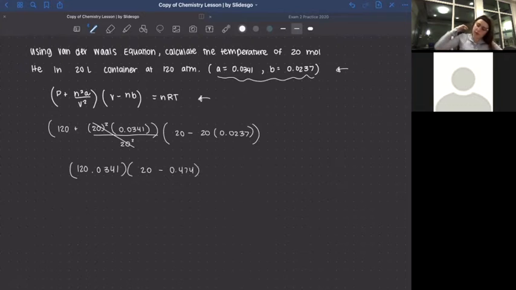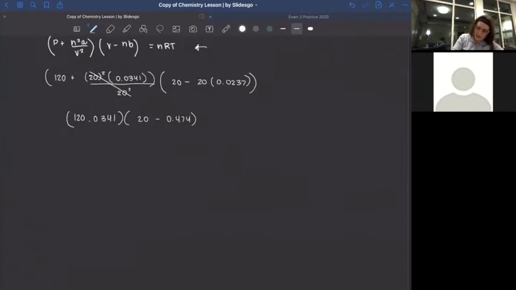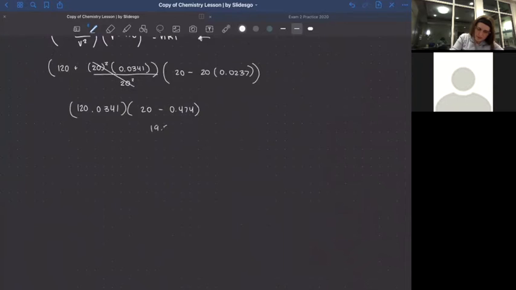0.474. And so 20 minus 0.474 is going to equal 19.526 times 120 times 0.0341. Okay, and that's going to equal 2,343.78.